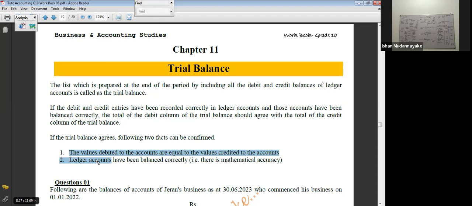Right, the values debited to the accounts are equal to the values credited to the accounts. Debited transactions you have properly credited. And the second one, ledger accounts have been balanced off correctly. These two facts can be asked in the exam. One of the examinable points. Please put a star mark in front of these two points.